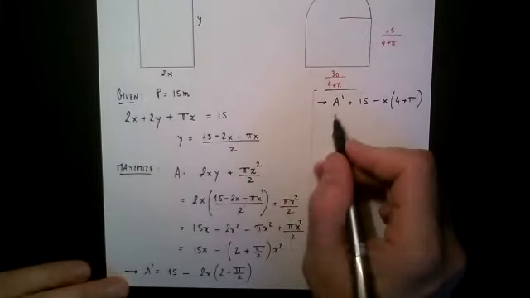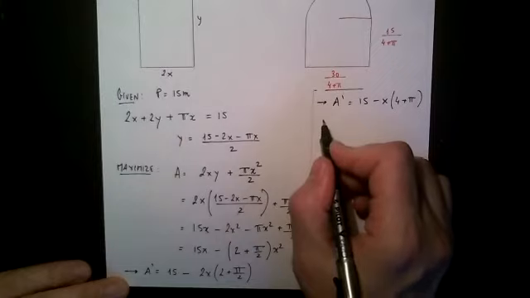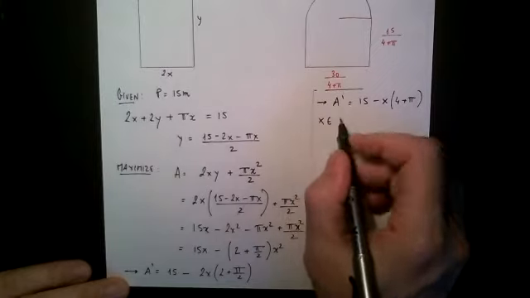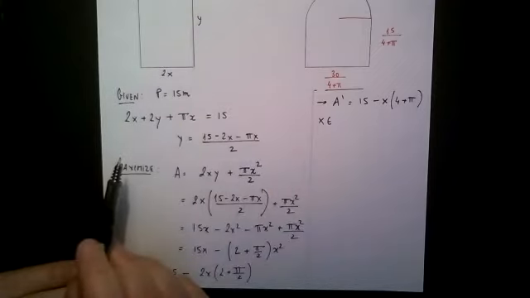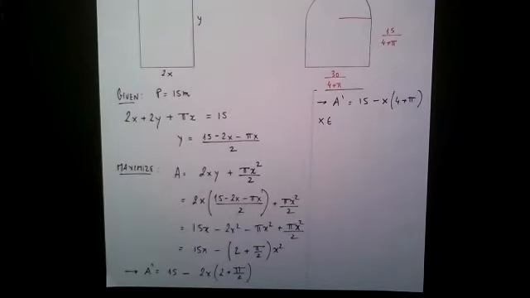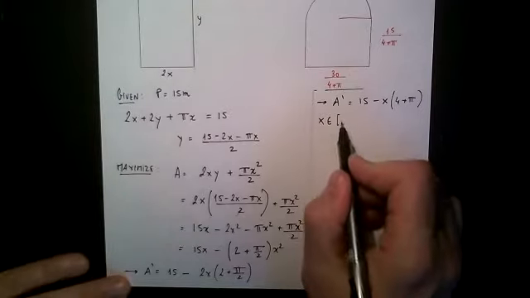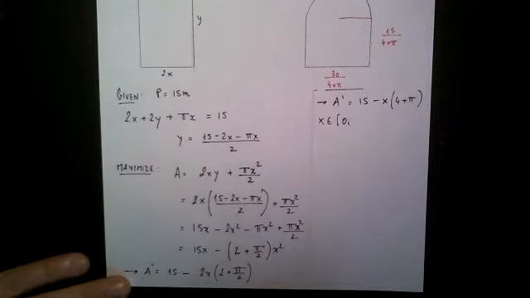Okay, so again, what is the interval? So x is between what and what? What is the smallest possible value of x? It's 0. And what's the maximum value of x?